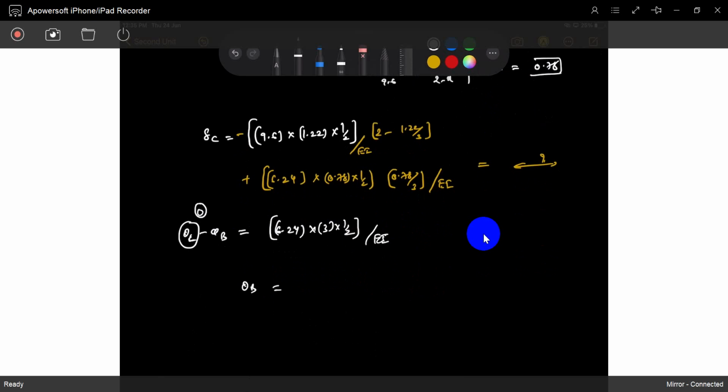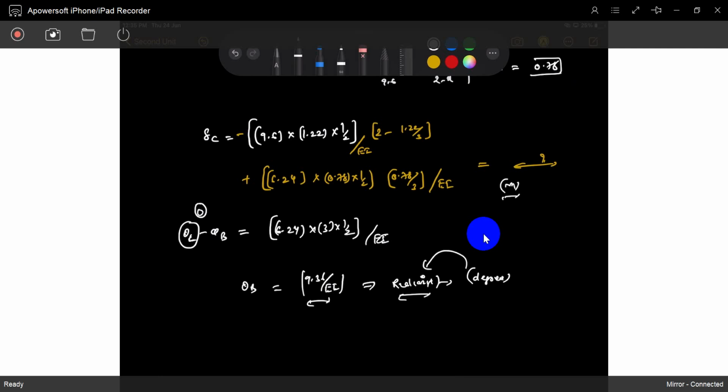6.24 multiplied by 3 divided by 2. What is it? It is 9.36 over EI. Sir, what is the value of theta? 30 degrees, 40 degrees? This comes in radians. You have to change it into degrees. Everything comes in radians, so no need to fix it. Deflection comes in meters, but the angle comes in radians. Don't confuse it. Okay, so that's it, na?